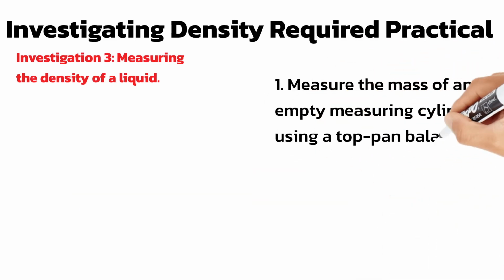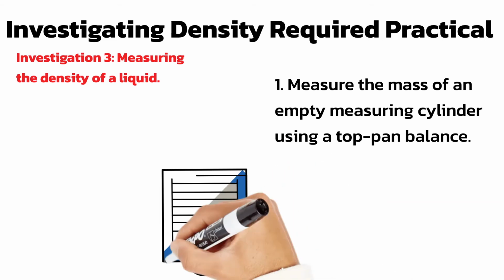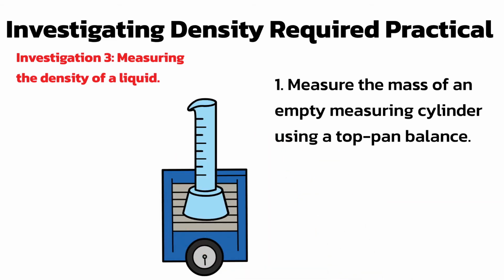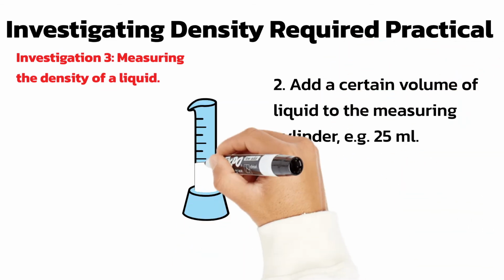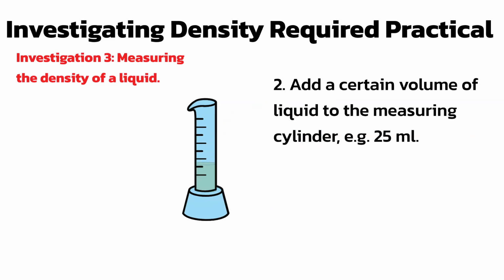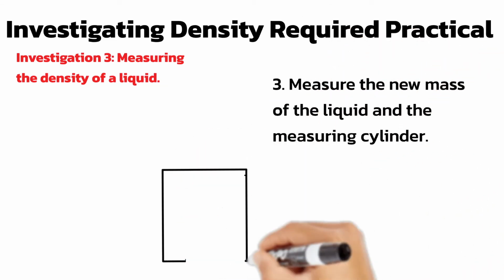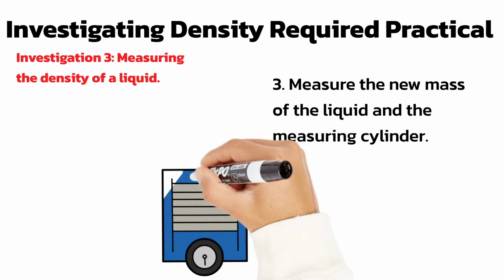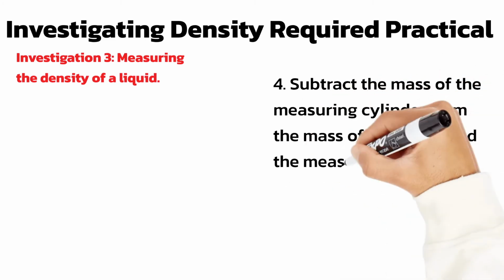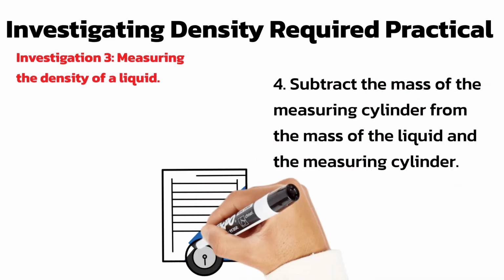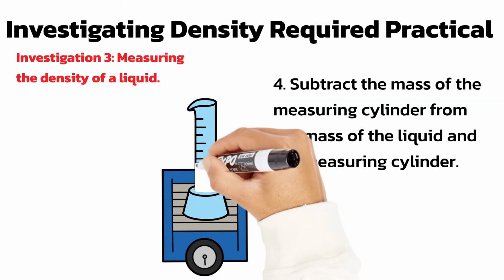The third and final part of this investigation is to measure the density of liquids. The first task is to measure the mass of an empty measuring cylinder, using a top-pan balance. Add a certain volume of the liquid to the measuring cylinder. 1 milliliter is equal to 1 centimeter cubed, so in this case 25 milliliters gives a volume of 25 centimeters cubed of the liquid. Next, measure the new mass of the measuring cylinder with the liquid. Find the mass of the liquid by subtracting the mass of the measuring cylinder from the combined mass of the liquid and measuring cylinder.